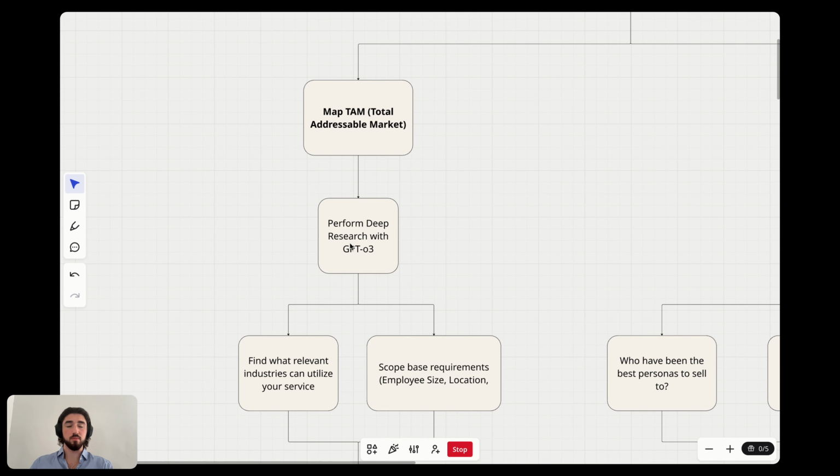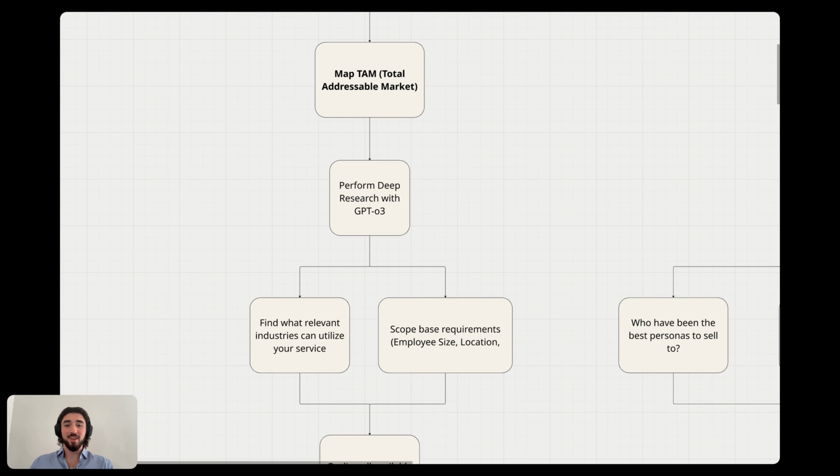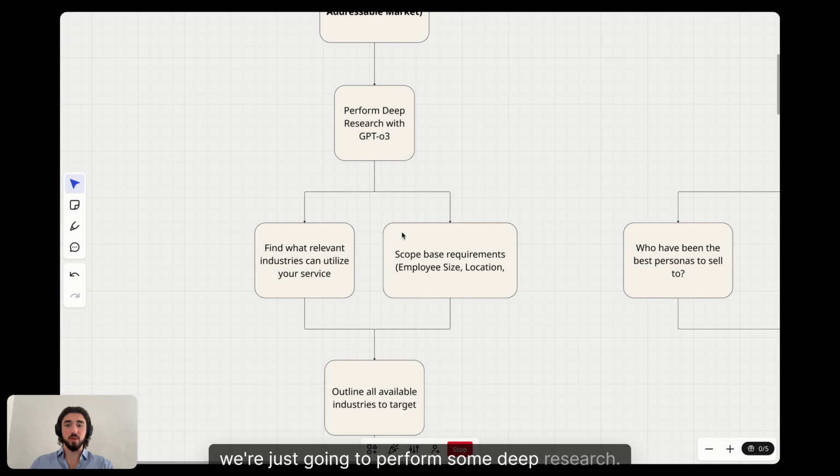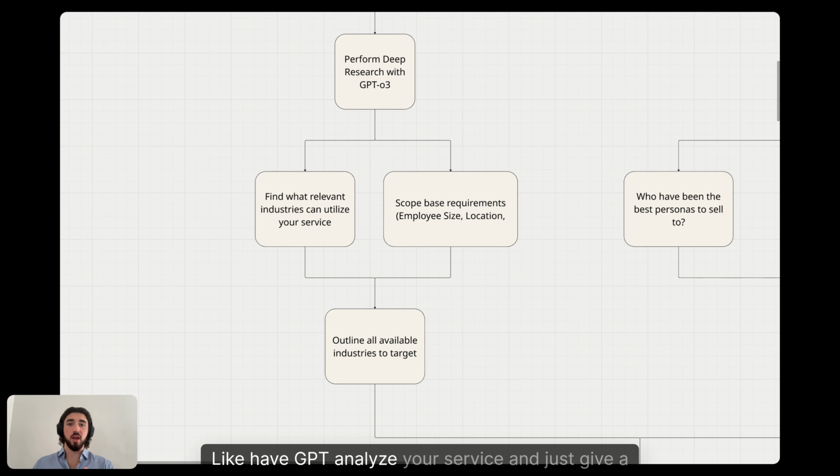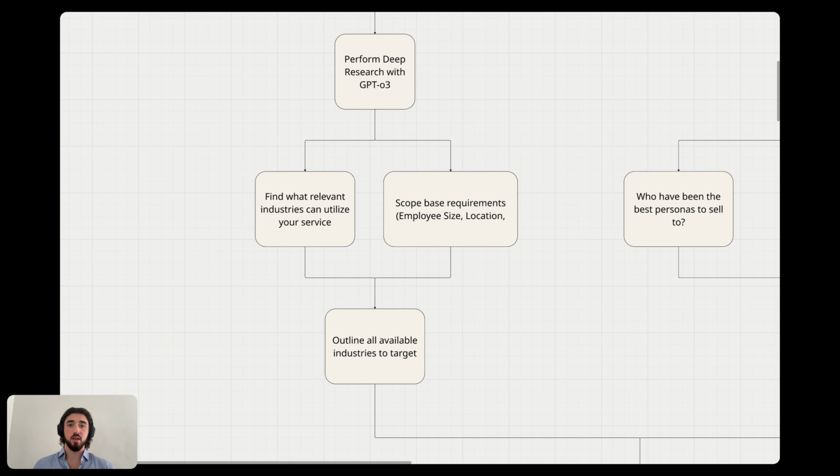So starting with TAM mapping. First, what we're going to do, we're just going to perform some deep research in GPT-o3. Pretty much going to ask it, all right, can you give us a list of all the relevant industries we can service? So have GPT analyze your service and just give a list of every single possible industry you can service. You honestly might learn a few that you may not have even known were serviceable with your offer. So we get that list first, and then you also want to scope out the base requirements such as employee size, location, and that's really the main thing.